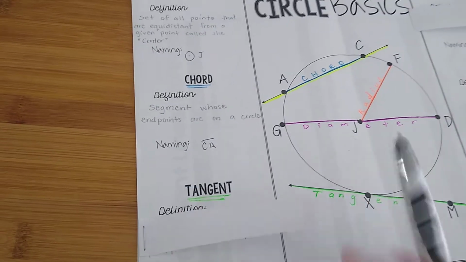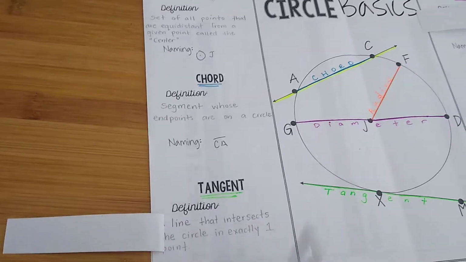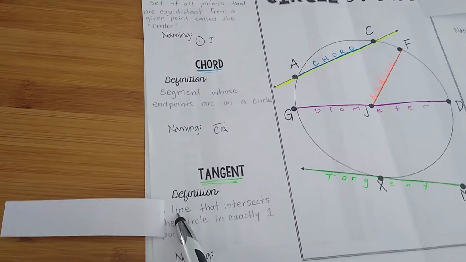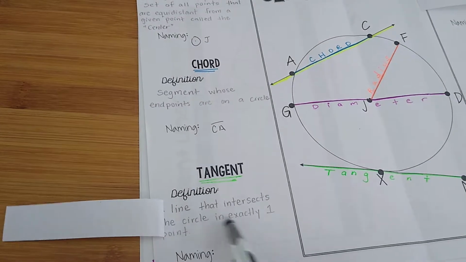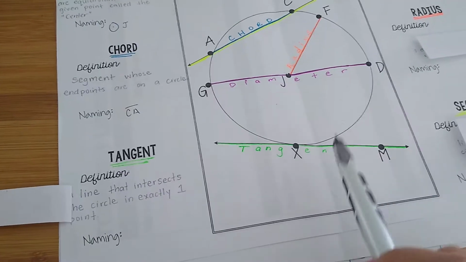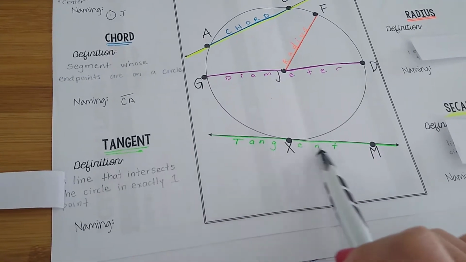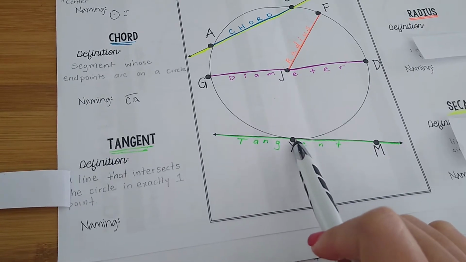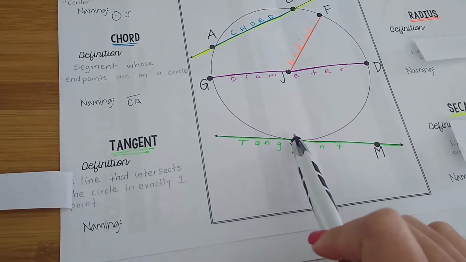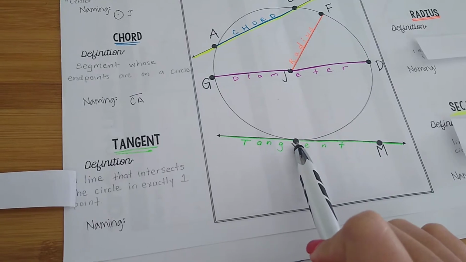So now we have tangent. Well, what I have is a line that intersects the circle in exactly one point. So here is a tangent. It's a line that intersects the circle here, or it touches the circle at exactly one point.